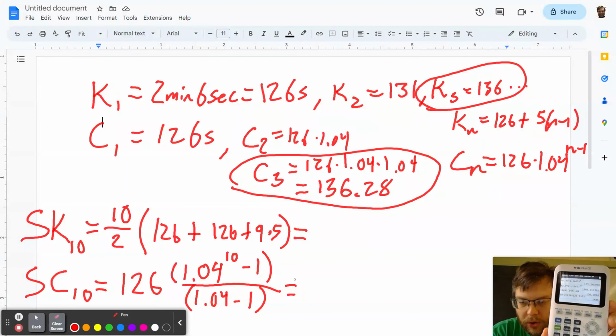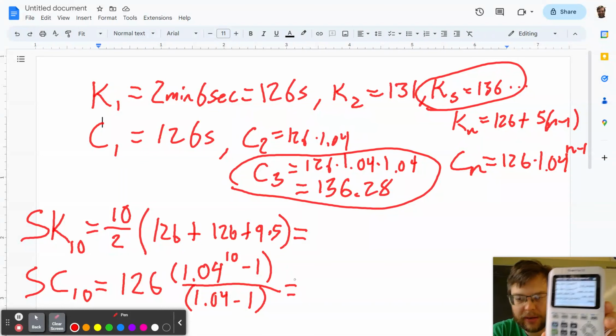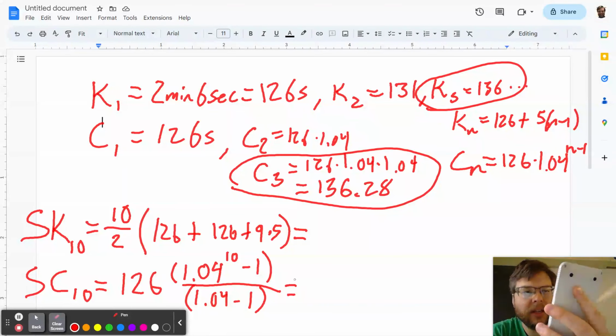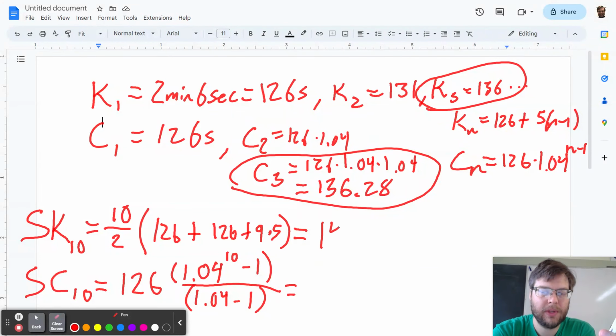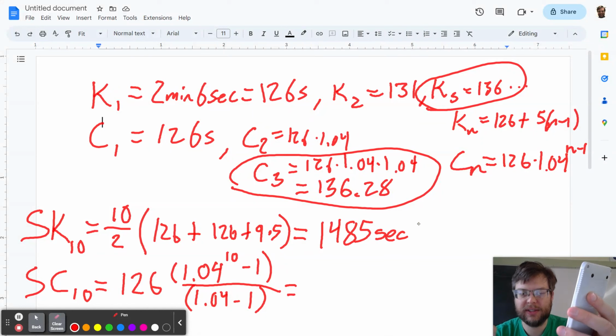So this is the total for Katerina, 1485. It should be a nice whole number because we're just adding 5 every time. So this is the total number of seconds that it takes Katerina for 10 lengths. Carolina, on the other hand, is going to swim longer. We already knew that because her third length was longer, and then it's going to grow even faster from there.